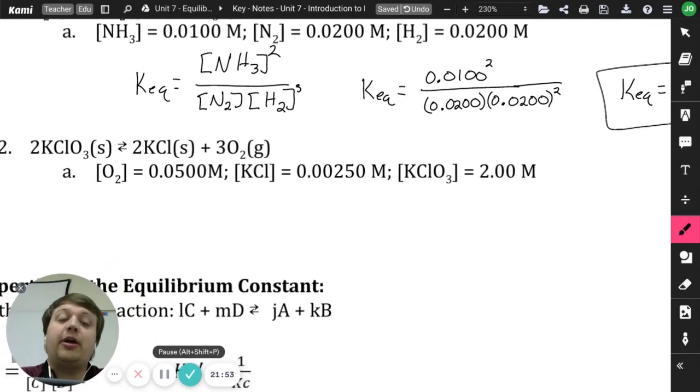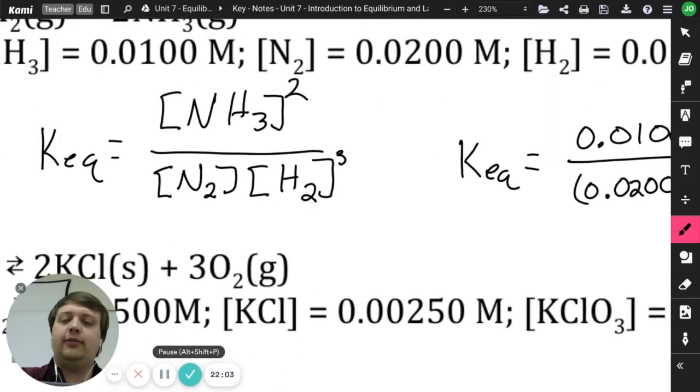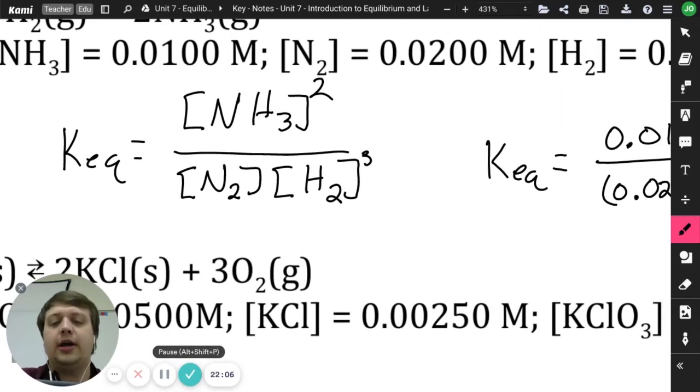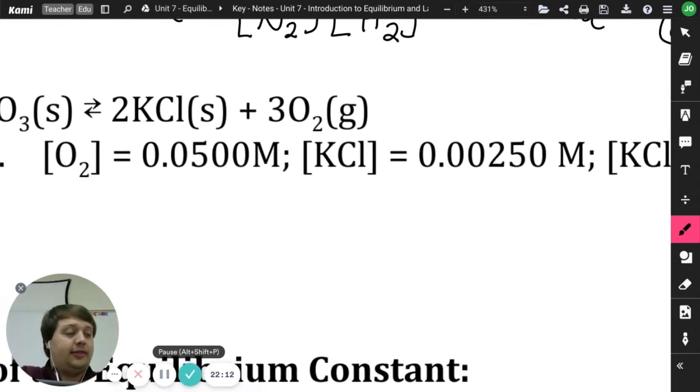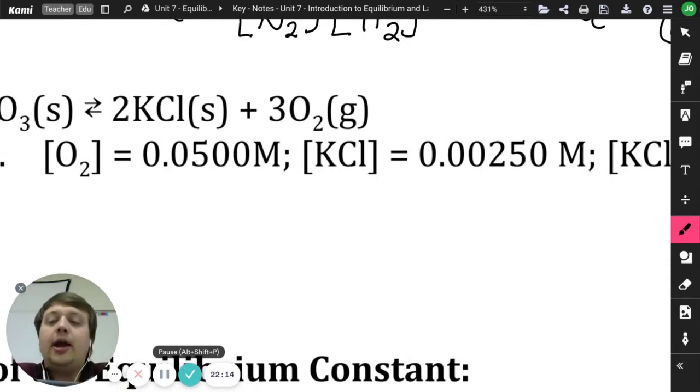So now what I want y'all to do is solve this next problem. So first off, start with your equilibrium expression so that KEQ equals, like in this case, NH3 to the second power divided by the concentration of N2 times the concentration of H2 to the third power. So I first want y'all to write that equilibrium expression. And then afterwards, I want y'all to actually solve for your KEQ. Okay, so pause your video, solve for that KEQ.